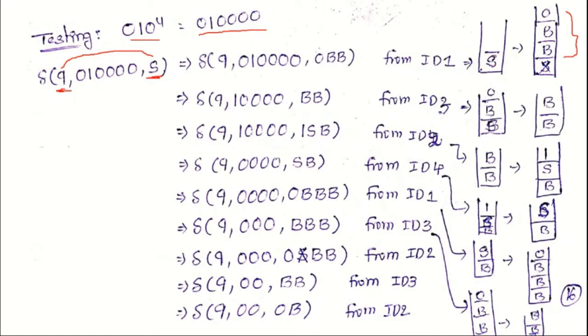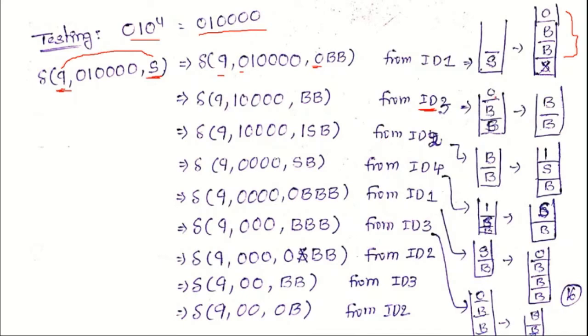Initially the stack contains S, the starting symbol. This S is replaced by its production 0, B, B in reverse order. 0 is the top of the stack and the remaining will be the next bottom of the stack. Now the current state is Q, the top of the stack is 0, and the input is also 0. As per ID3, we can perform the pop operation, that is Q comma 0 comma 0. We perform the pop operation.